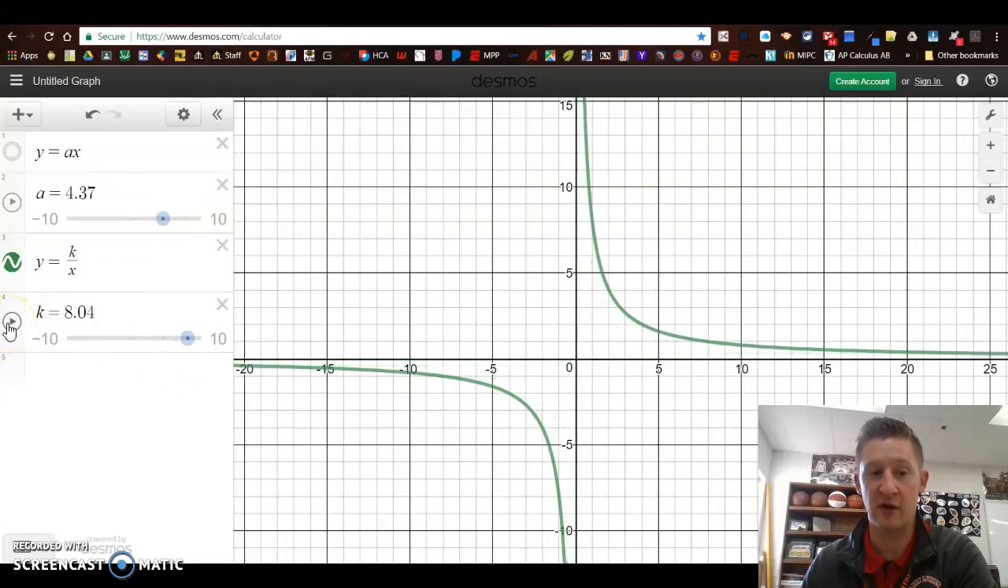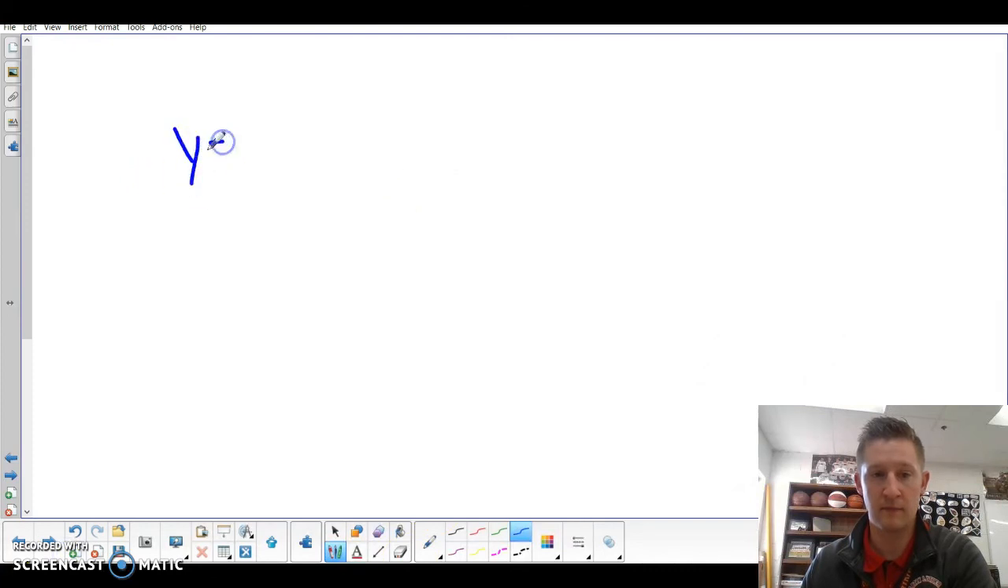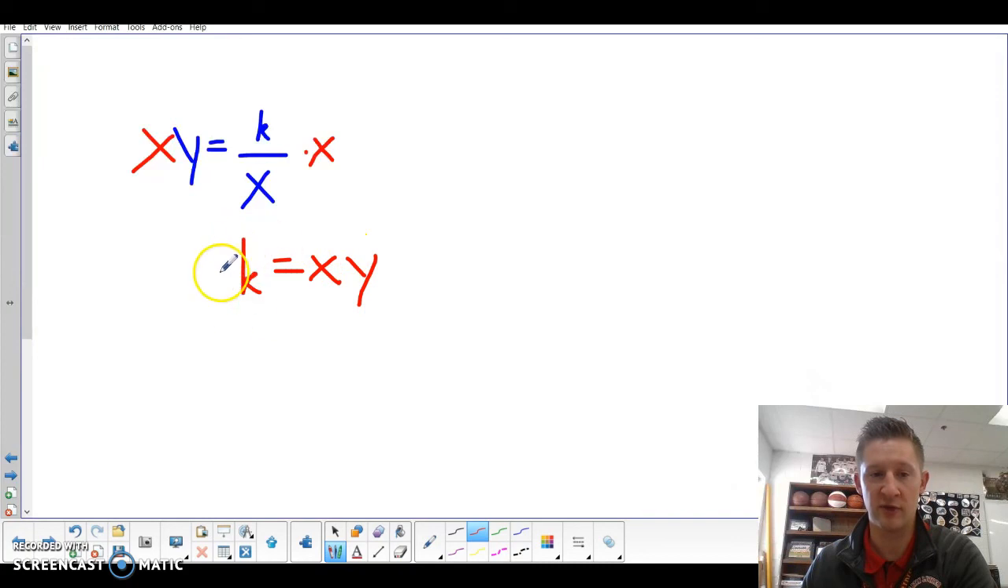So that's what inverse variation looks like. And again, the key is that instead of direct variation, where I'm taking x times a constant, I am taking a constant and dividing it by x. That's going to be inverse variation. If you were to take that equation, y equals k over x, and multiply both sides by x, you would see that k, my constant, is equal to x times y. Two variables multiplied together gives me a constant value.